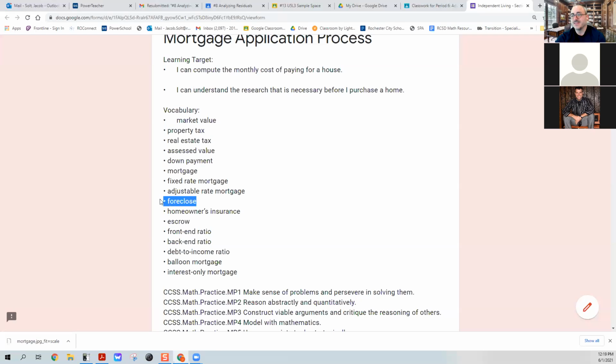Foreclose. Foreclose means the bank takes the house from you. That's when you stop paying your monthly payments on the loan. They foreclose on the loan and they take possession of the house.